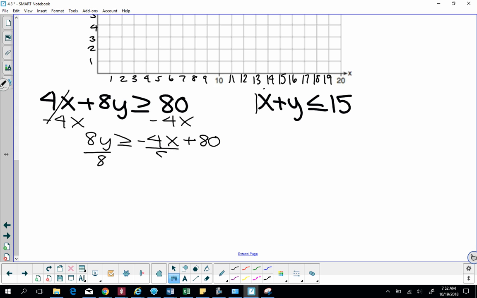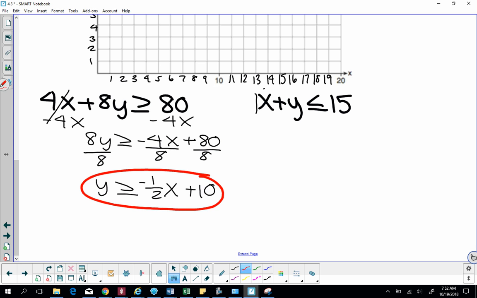Now, when you reduce, this is going to reduce to a different fraction. If we don't remember how to reduce, what did our calculator come to use? ND. So in ND, put negative 4 on the numerator and 8 on the denominator, you get negative 1/2 x plus 10. Beautiful. And so this is my first inequality.